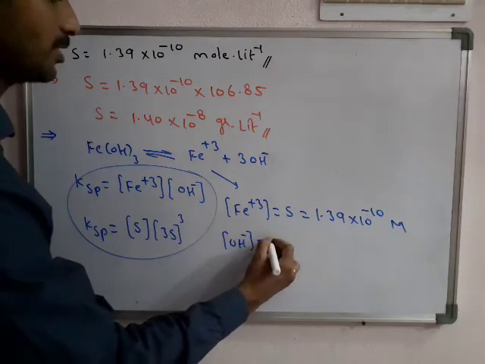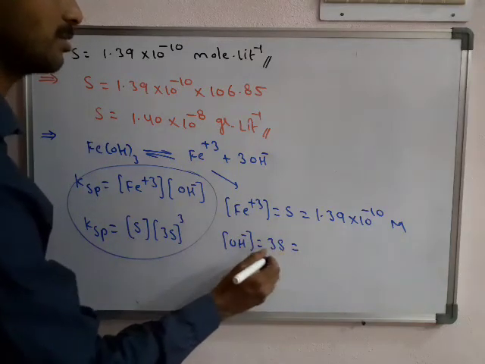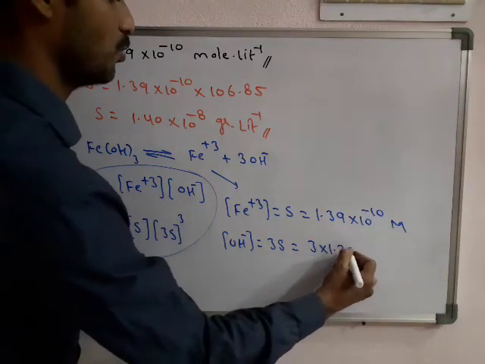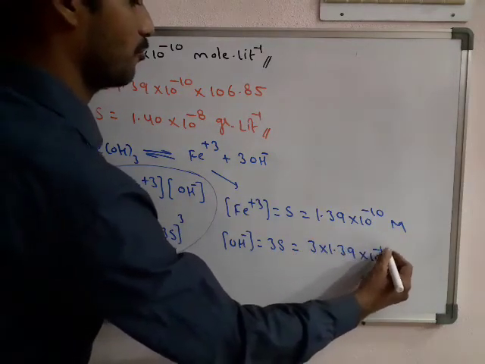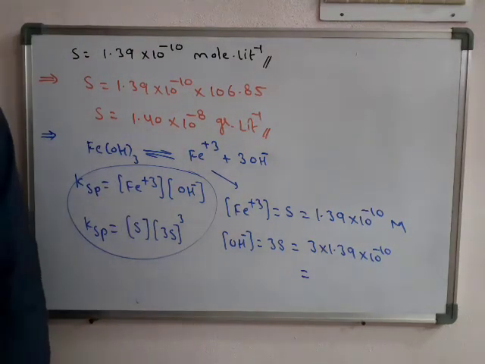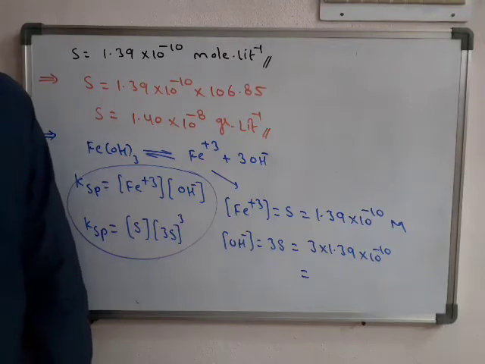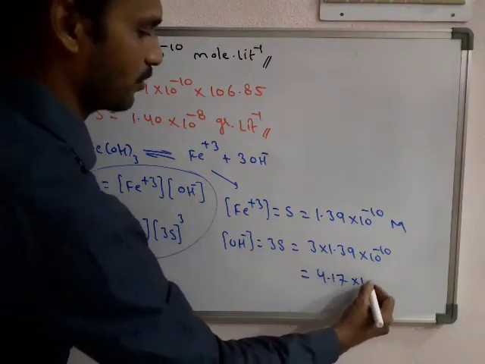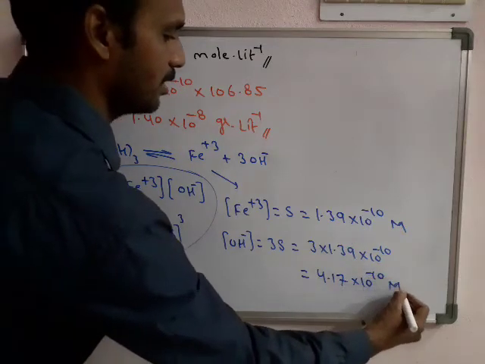OH minus concentration is how much? 3 moles. So that's why I have to take 3s. So that is 3 into 1.39 into 10 to the power of minus 10. So here, approximating the calculation value, we will get 4.17 into 10 to the power minus 10 molarity.